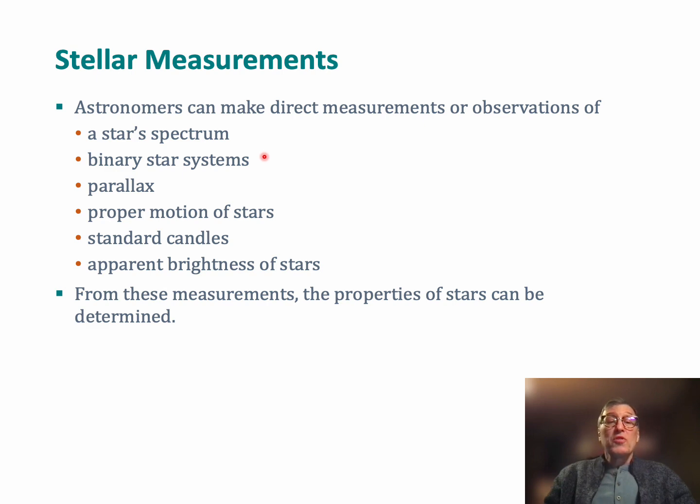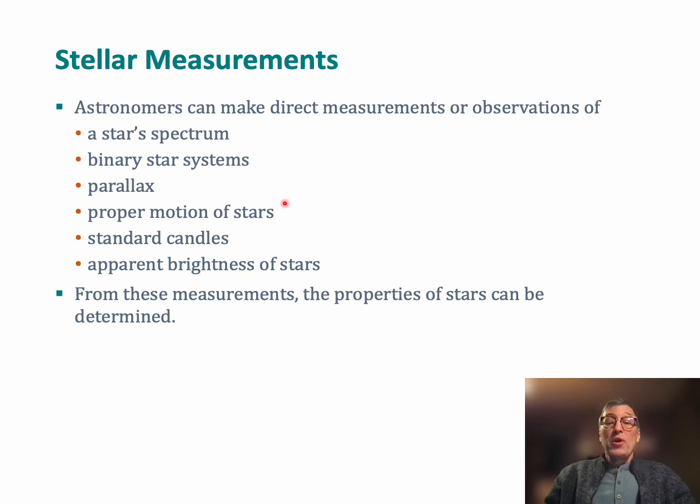We can observe binary star systems. These are systems where two stars orbit one another, and we can learn a lot of important things by observing those, like the star's mass. We can use parallax to measure the distance to stars. Remember, that works for stars that are relatively close to Earth, but it's still a very useful method.